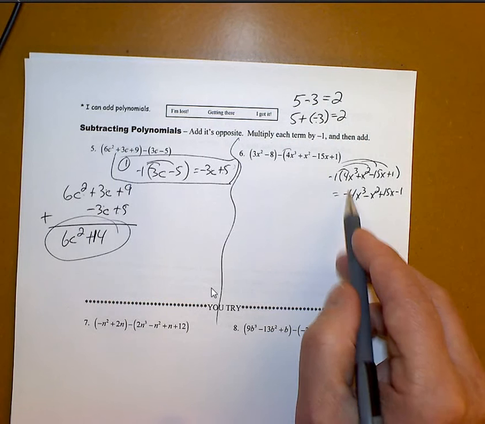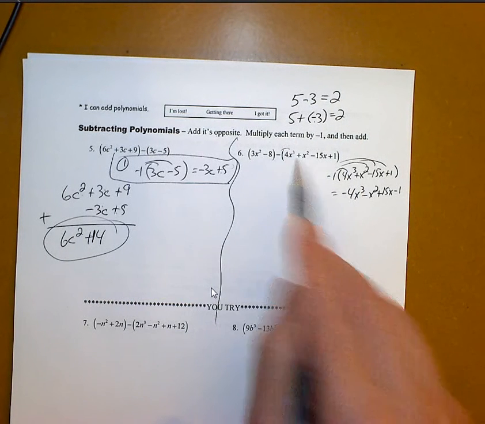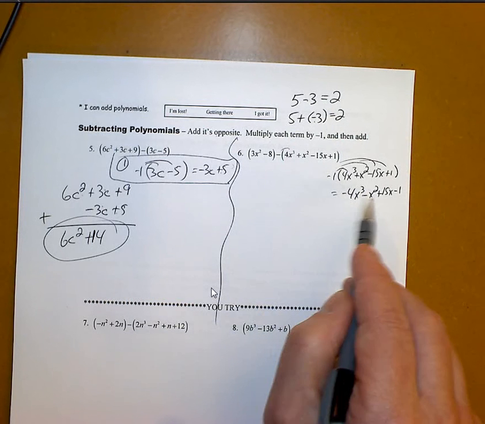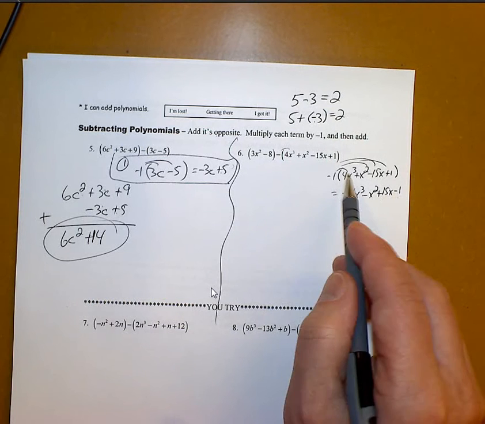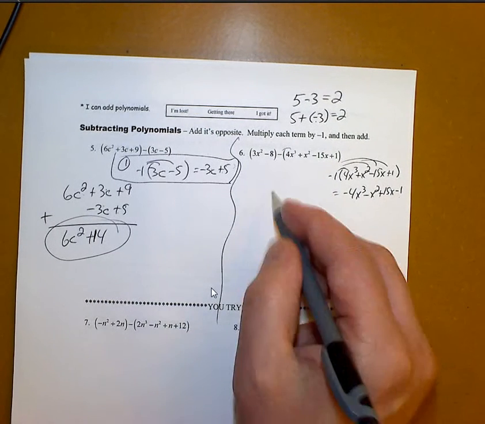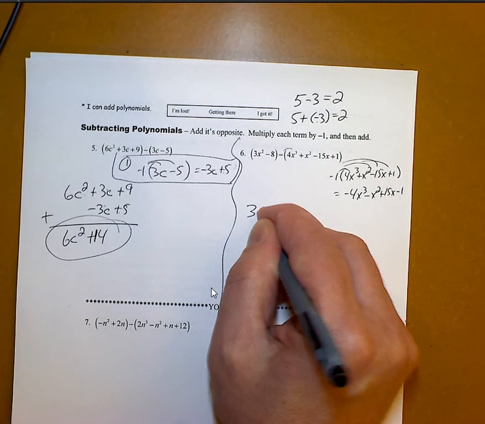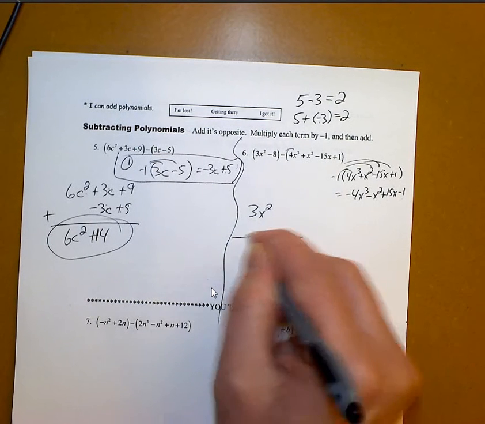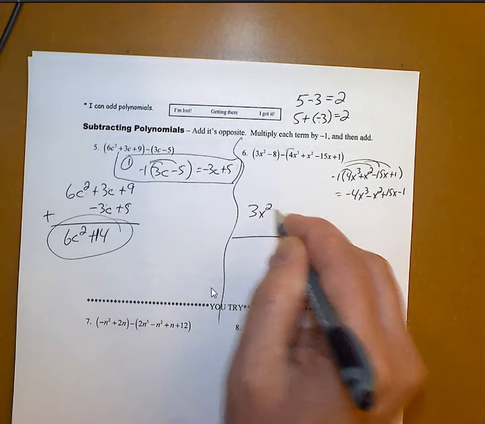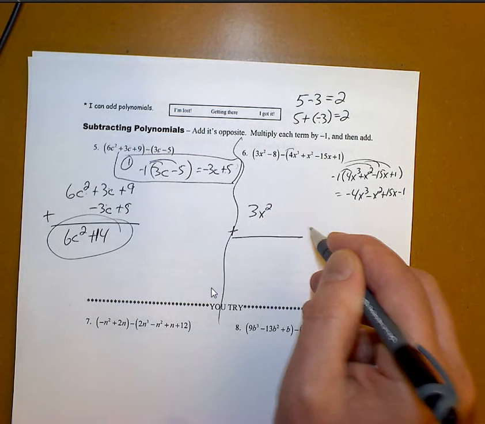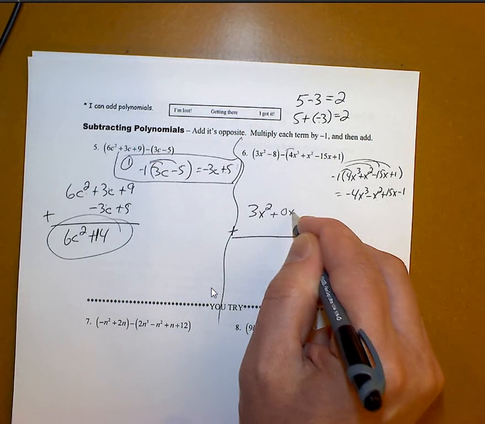Basically, all I do is change all these signs. Look, positive 4x cubed, negative. Positive x squared, negative x squared. Negative 15x, positive 15x. Positive 1, negative 1. So I just change all the signs. Now I turn it into addition. So here's another trick with vertical. If we're adding vertically, I'm going to say 3x squared and I'm going to add this. Since there's no x, I'm going to say it's plus 0x. I'm going to hold that place, minus 8.